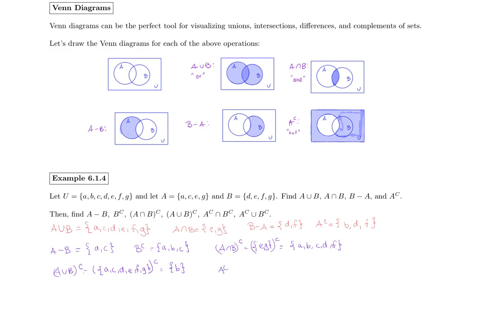If we wanted to see what A complement intersected with B complement is, we can look at our A complement, which was B, D, and F, and intersect that with our B complement, which was A, B, and C. And the only element they have in common is B. Our last one is A complement union with B complement. From the previous example, that's B, D, F union with A, B, C. So we have A, B, C, D, F.